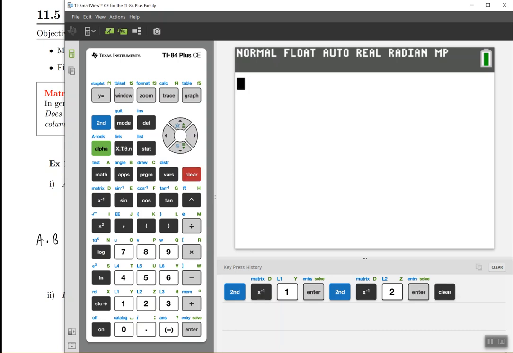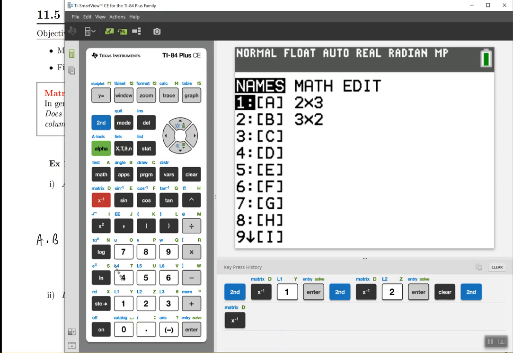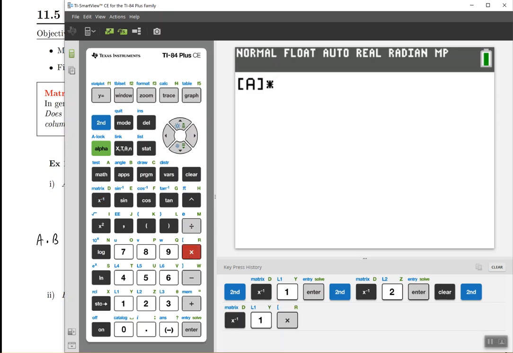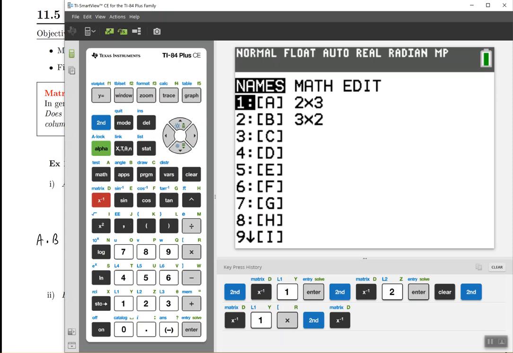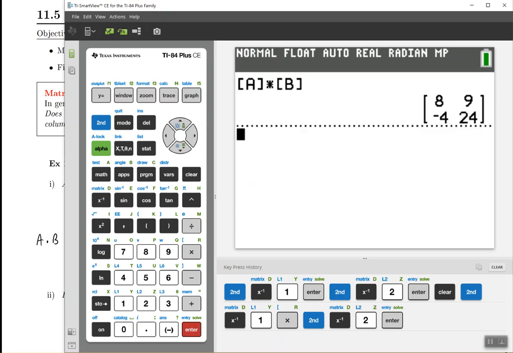And this time I'm going to do the matrix A times the matrix B. So I'm going to go second matrix, and then I'm going to type in 1 times matrix B, which is the matrix number 2. And just hit enter, and then that's it. You get the solution. And as you can see, it's a 2 by 2 matrix. And this is the same one that we had on the paper when we worked it out by hand.